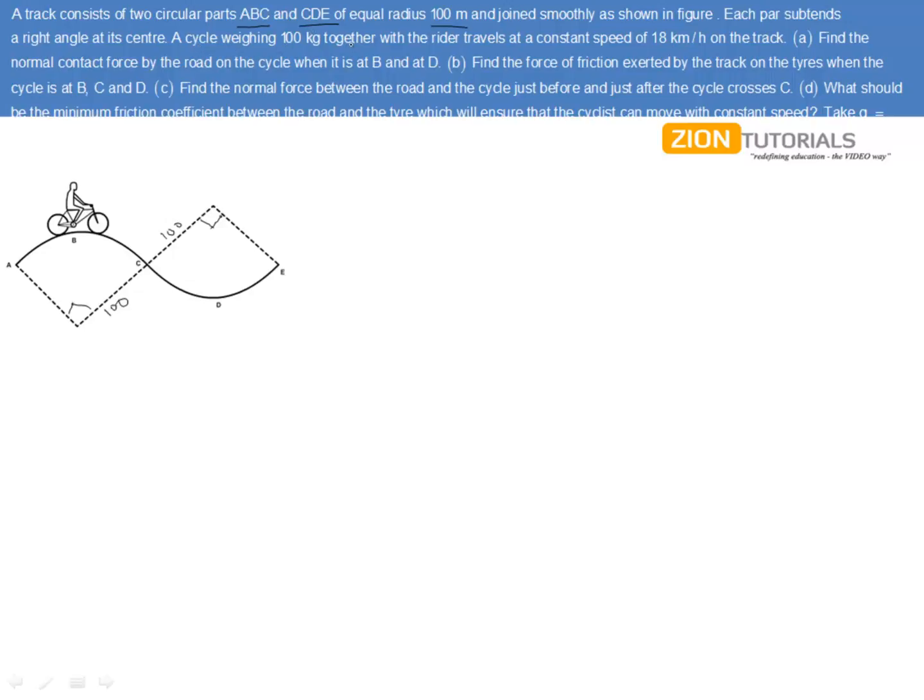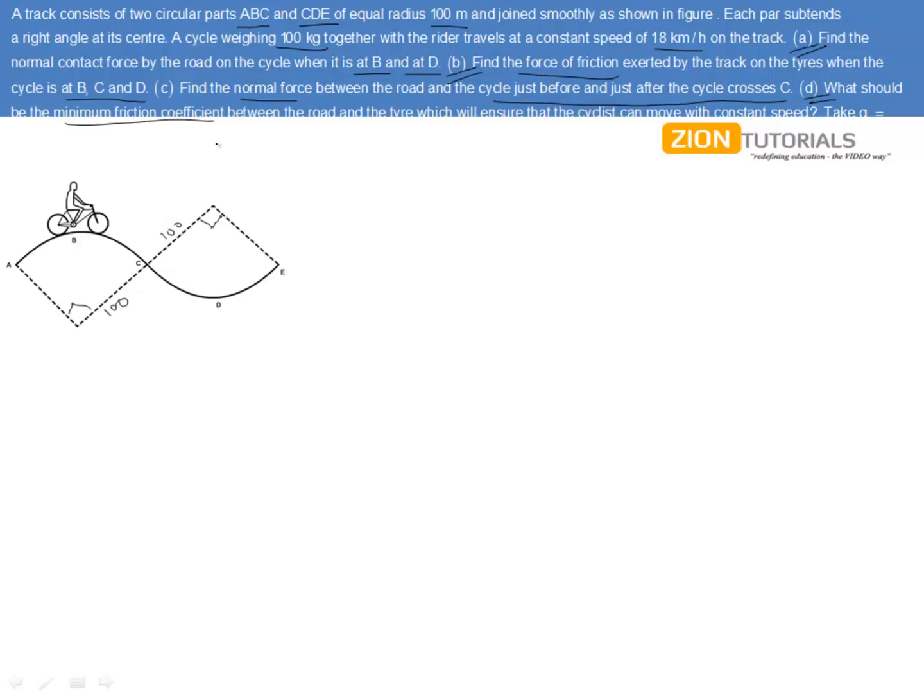A cycle weighing 100 kg together with the rider travels at a constant speed of 18 kilometers per hour. So, find the normal contact force by the road on the cycle when it's at B and D. Find the force of friction exerted by the track on the tires when the cycle is at B, C and D. Find the normal force between the road and the cycle just before and just after the cycle crosses the C. And the D part, what should be the minimum friction coefficient between the road and the tire, which will ensure that the cyclist can move with the constant speed.